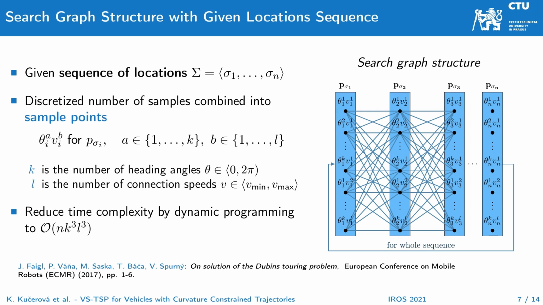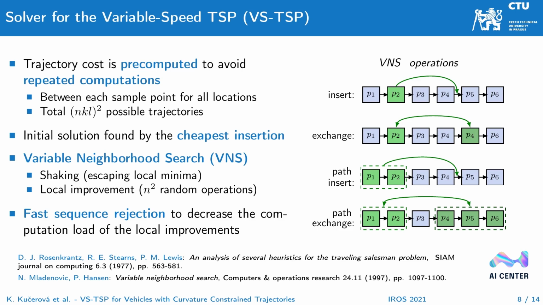Selecting the fastest tour from the sample points has the time complexity of the order n times k cubed times L cubed. The objective of the VS-TSP is to minimize the travel time over the whole tour, which also includes finding the best sequence of locations. For finding a solution to the whole problem, the following solver is used. The solver simultaneously searches for the tour in two optimization parts. First, finding the optimal sequence of locations, and second, finding the trajectory feasible for the vehicle model with varying speed.